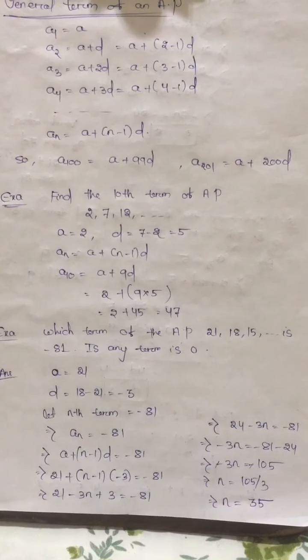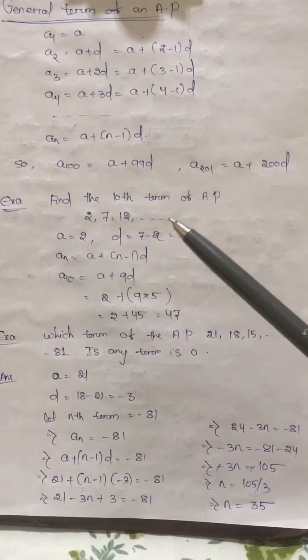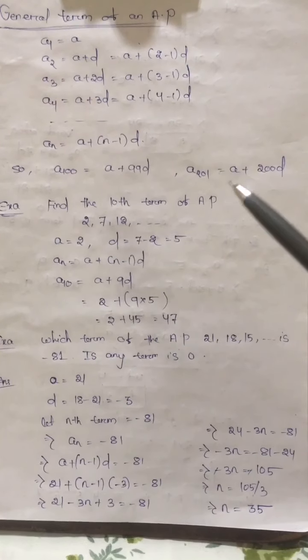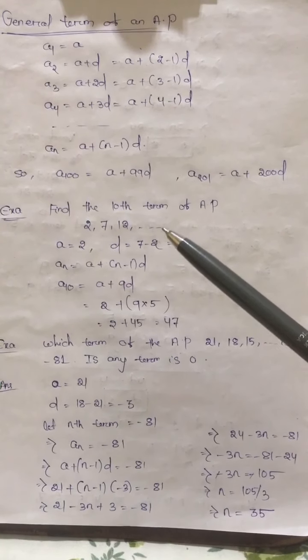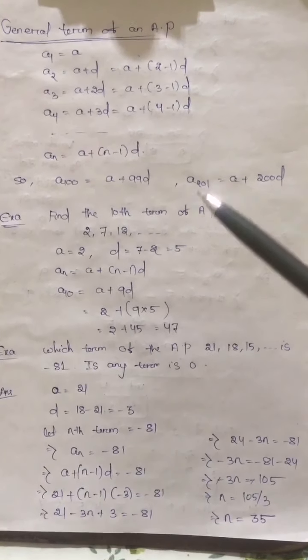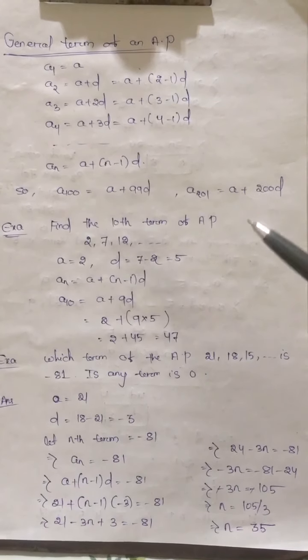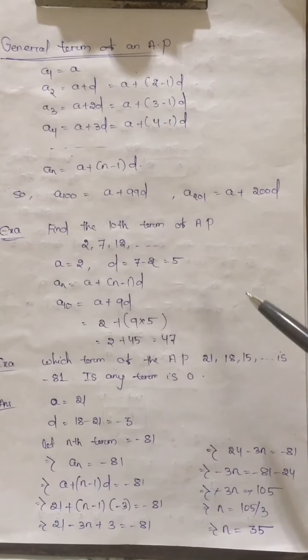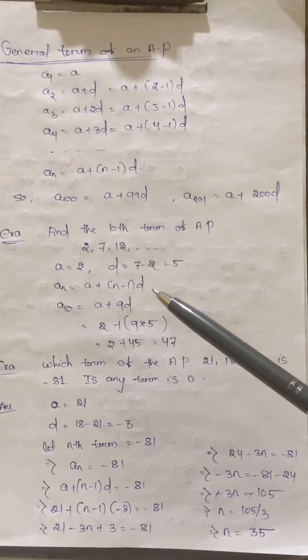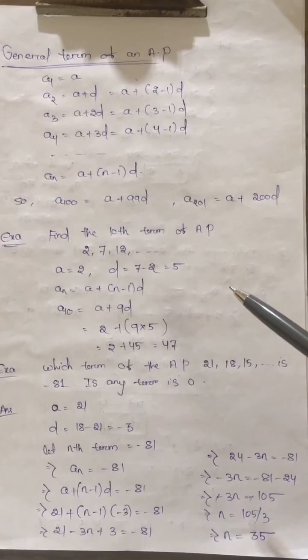So let's solve some questions. The first question is asking to find the 10th term of the given AP. The AP is given as 2, 7, 12 and so on. So here the first term is 2, the second term is 7, the third term is 12, and it is increasing. So we have to find the 10th term. Here a is 2, d will be 7 minus 2, that is equal to 5.